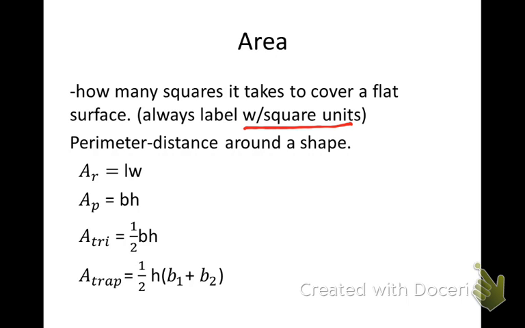This is just a reminder of what perimeter is. Perimeter means the distance around the shape. Area then is how much it takes to cover the flat surface. Here are some area formulas.